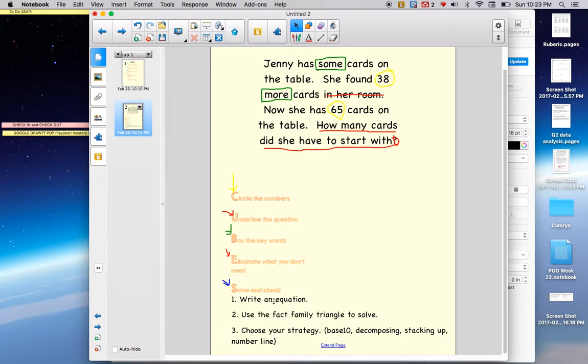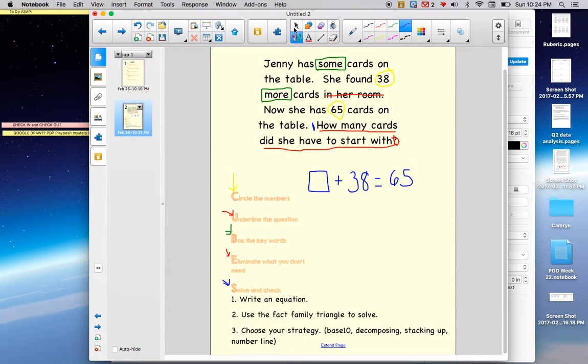So solve and check, and the first thing I have to do is write an equation. So let me do that. Jenny has some cards on the table. She found 38 more cards in her room. Now she has 65 cards on the table. How many cards does she have to start with? Well, I remember learning from looking at my question right here that I don't know how many she had to start with. So that's where my box should be. That's the part I don't know, the beginning. Then I can read on. She found 38 more. So she found 38 more cards. And now she has 65 cards.